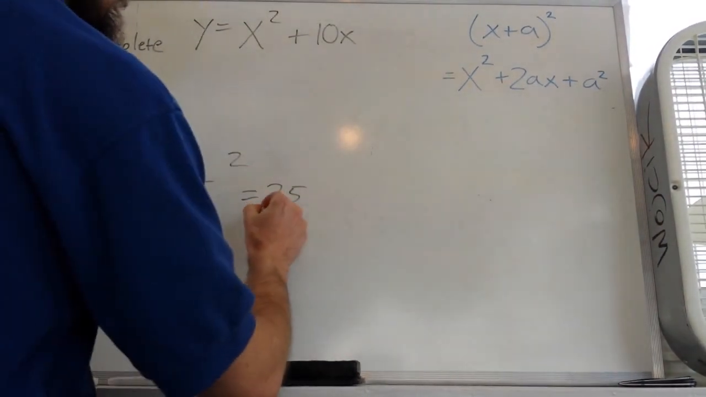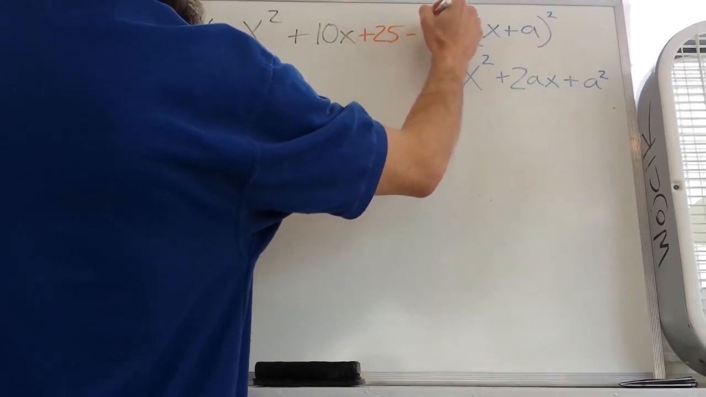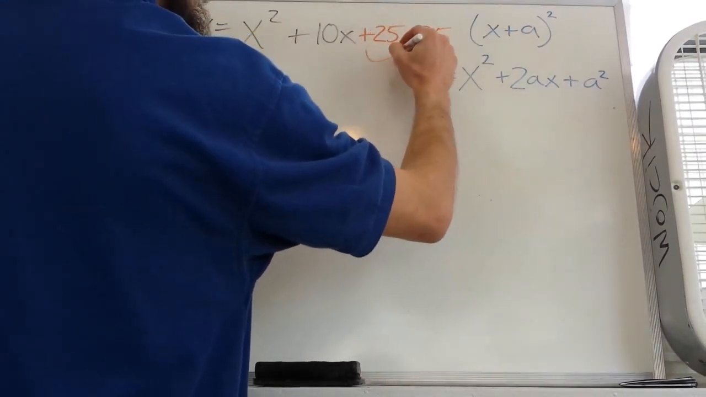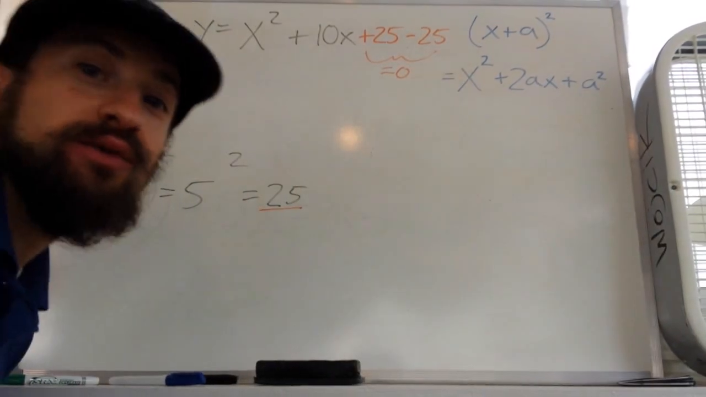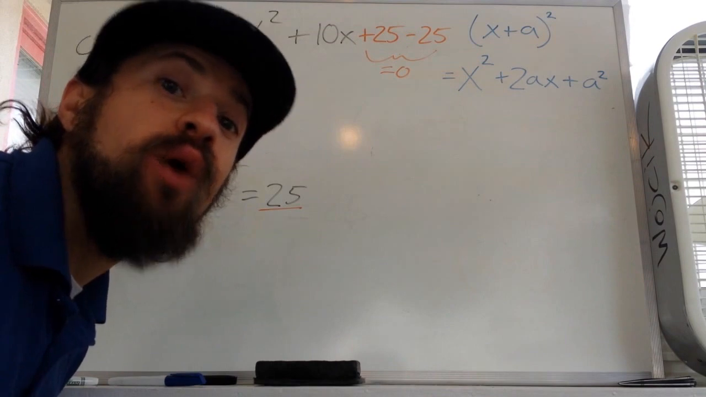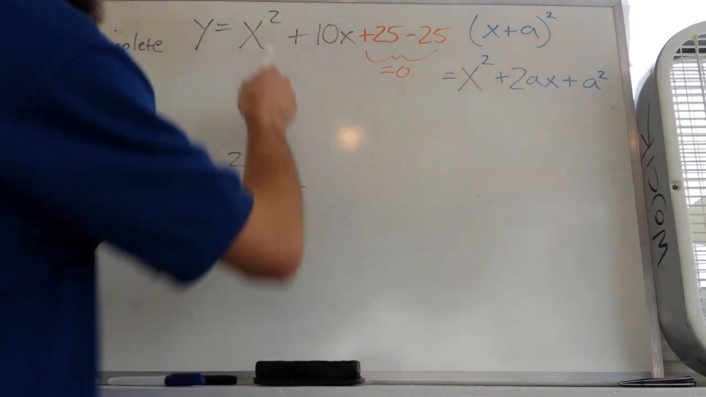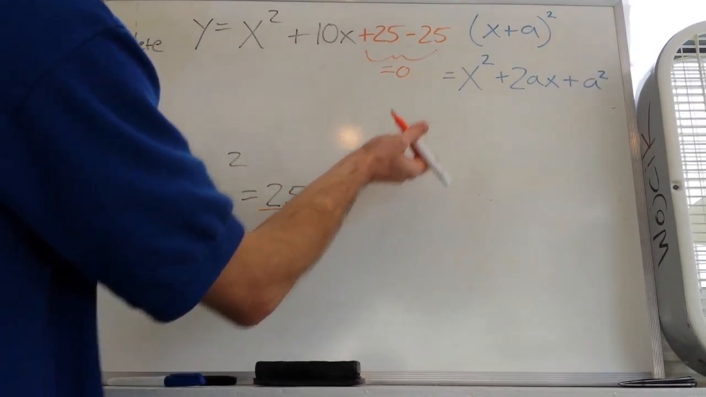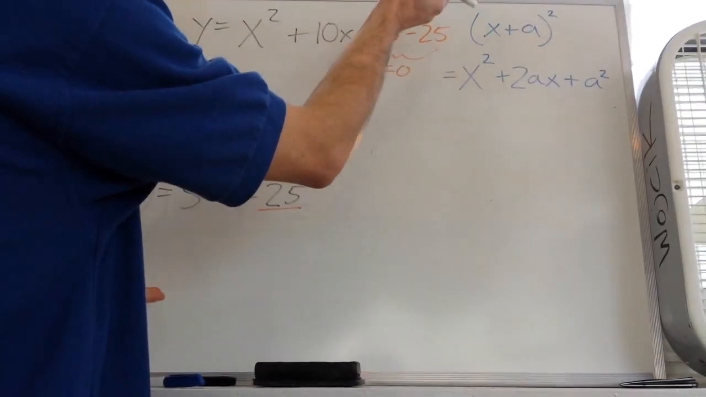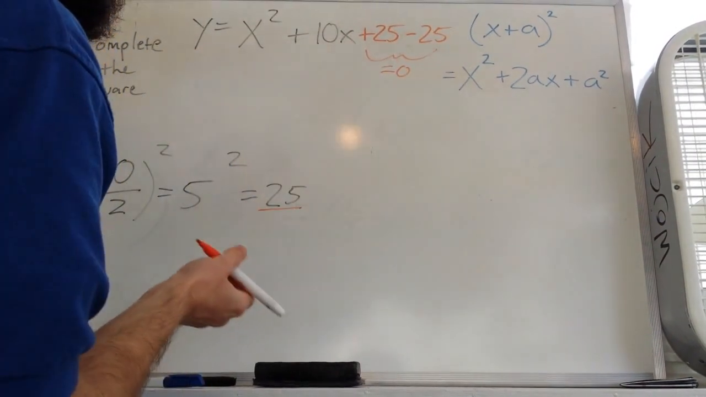Okay? So we're going to take this 25 and we're going to add the 25, but also subtract the 25, because in essence what we're doing here is nothing. Plus 25 minus 25 is 0. And why we do that is because we have to maintain the balance in this equation. Right? It's perfectly balanced right now, and if we just add 25, it's not going to be in balance anymore. But if we add and subtract 25, it'll stay in balance.